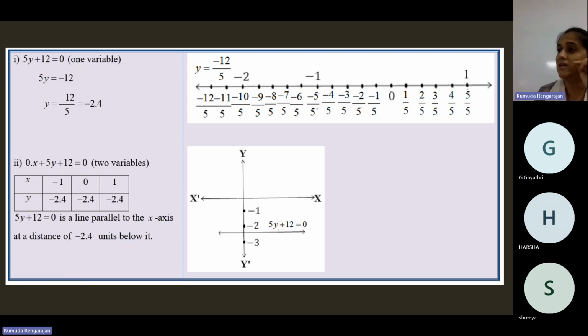When we treat a linear equation in one variable x as a linear equation in two variables x and y, that means originally it's not a linear equation in two variables x and y. It has only one variable x, but you are treating it as a linear equation in two variables x and y. Such lines will always be parallel to the x-axis or parallel to the y-axis, or it will be the x-axis itself or the y-axis itself.